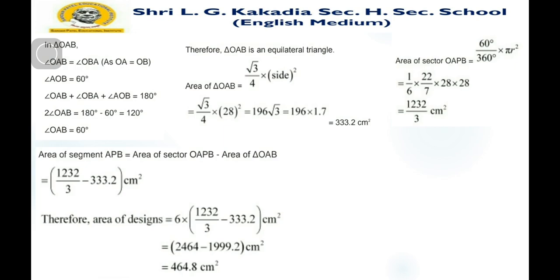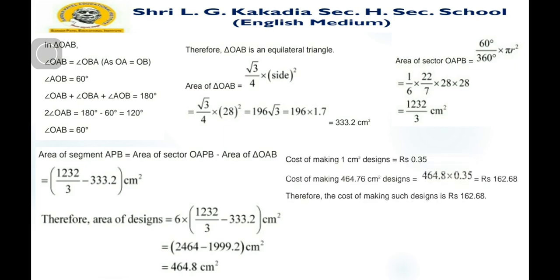Now the cost of 1 square centimeter of design is rupees 0.35. We have the area of the design, so the cost of making 464.8 square centimeters of design is equal to 464.8 into 0.35, that is equal to rupees 162.68. Therefore, the cost of making such a design is 162.68 rupees.